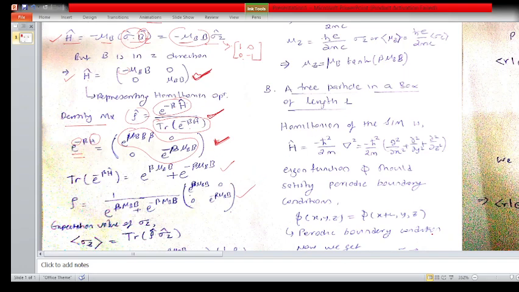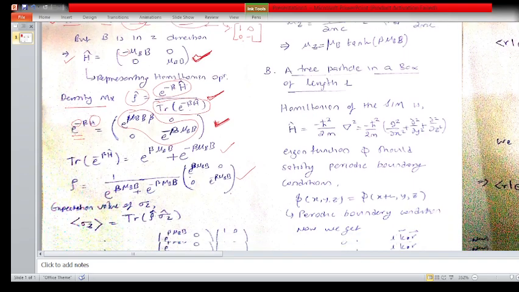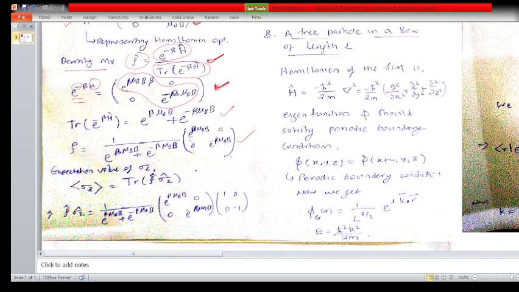Now, if you want to calculate the average value of sigma z, that is the Pauli spin matrix sigma z, that is given by the trace of rho times sigma z. If you want to calculate the average value of any operator G, then that is nothing but the trace of the density matrix operator with that particular operator. This we already did in the previous class. So if you want to calculate the average value of sigma z, then you have to consider the trace of the density matrix rho multiplied with that operator. Then what is rho multiplied with sigma z?